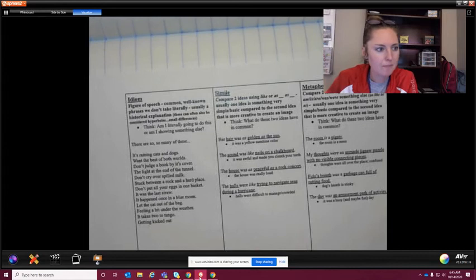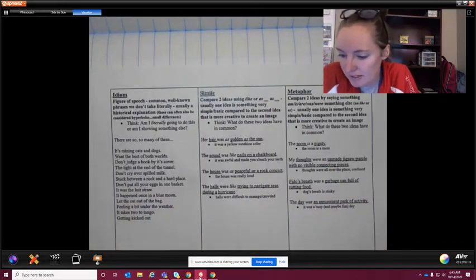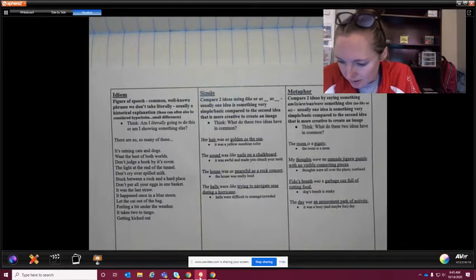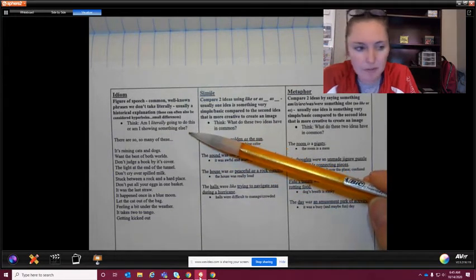All right, now on page 17, there are 3 more that I'm going to talk about. Idiom. Idiom is a figure of speech. It's well-known phrases we don't take literally. Sometimes usually a historical explanation. So it says, think, am I literally going to do this or am I showing something else?